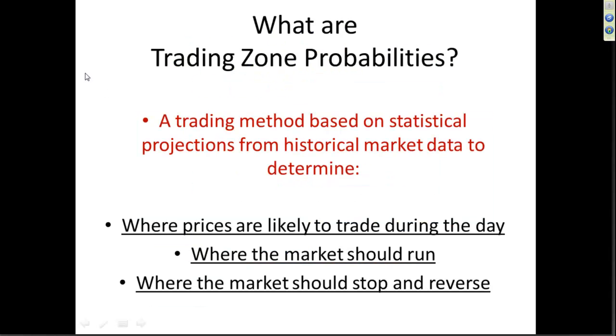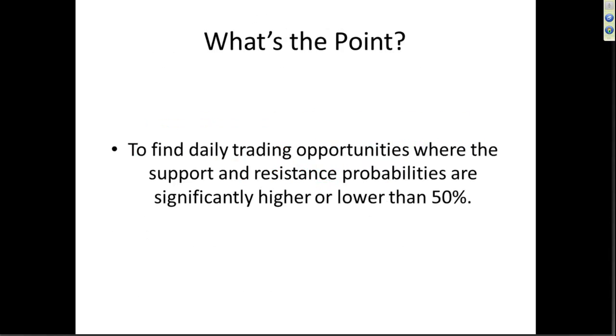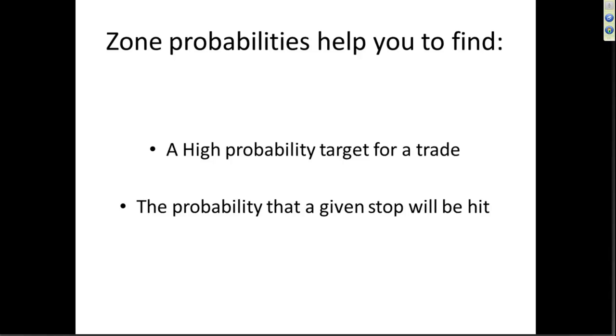Okay, so what are trading zone probabilities? Basically, it's a trading method based on statistical projections from historical market data to determine where prices are likely to trade during the day, where the market should run, and where the market should stop and reverse. The point of all this is to find daily trading opportunities where the support and resistance probabilities are significantly higher than 50%. Zone probabilities will help us find a high probability target for a trade and the probability that a given stop will be hit.